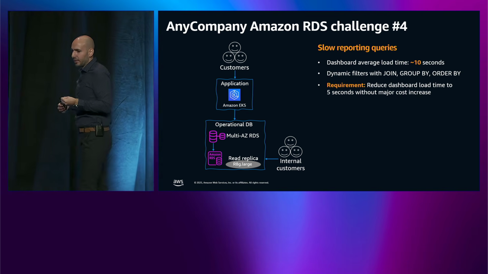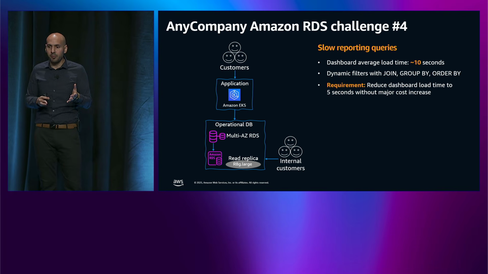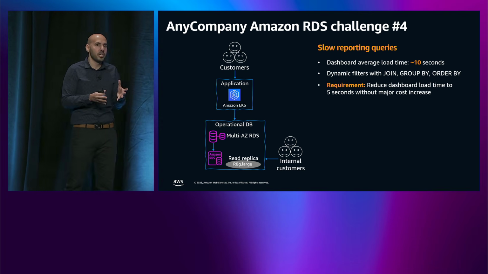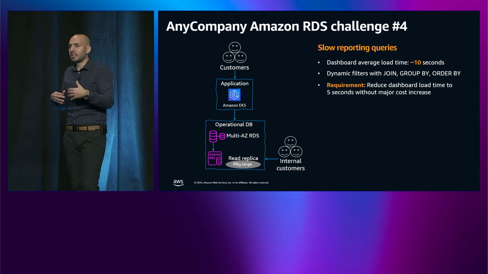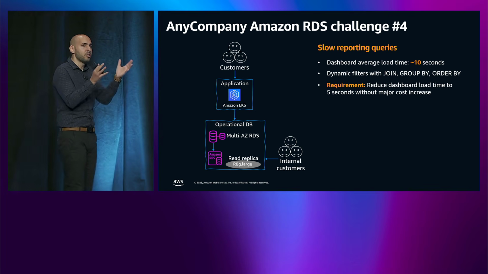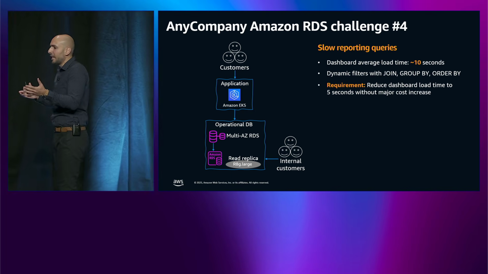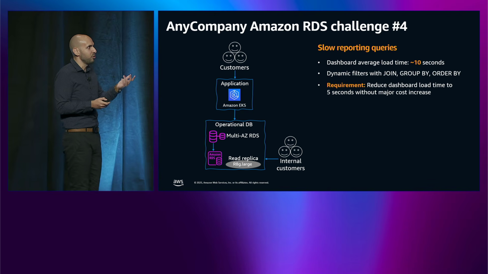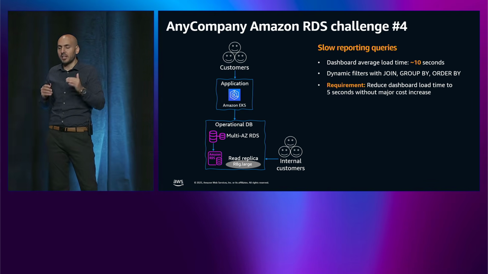Challenge number 4, and the challenge here is about slow reporting queries running on the read replica. These are queries which use joins, aggregations, group by. Basically, it's complex queries that generate a lot of temporary objects. So what happens is that the executives in any company, they would like to see dashboards showing performance data. But the dashboard takes around 10 seconds. So that wasn't acceptable for the company executives. We need to have a requirement to reduce the dashboard load time to 5 seconds or less.